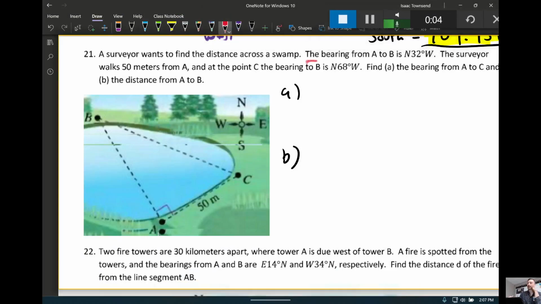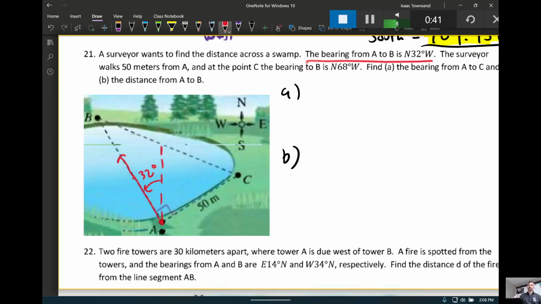So the bearing from A to B: if you were standing in A and you wanted directions to head towards B, you should take north 30 degrees west. That doesn't mean that this angle is supposed to be 32. In fact, it's got a right angle there. We know it's a right angle. But from the north line, straight up and down north, you have to turn 32 degrees to the left because that's the direction of west. So that bearing is supposed to fit in right there.